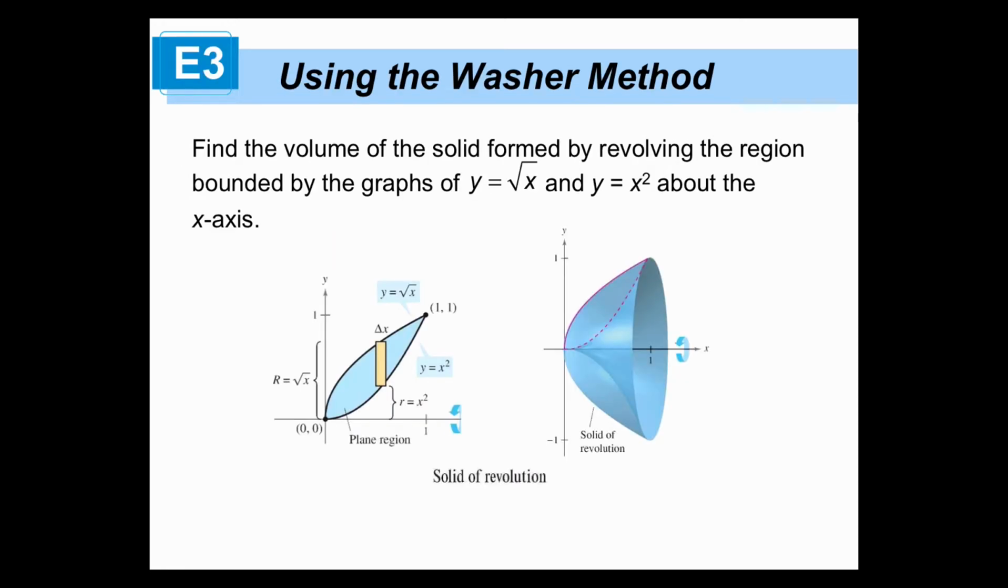We've seen this shape before. That's the square root of x intersected with the function x squared. Spin that, and we get this guy. I don't even know what you'd call that. So we're going to do this problem.